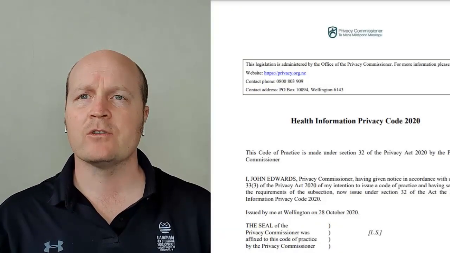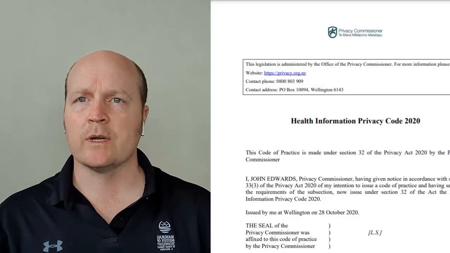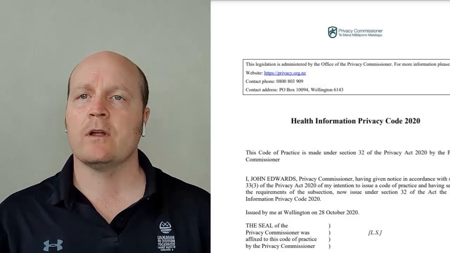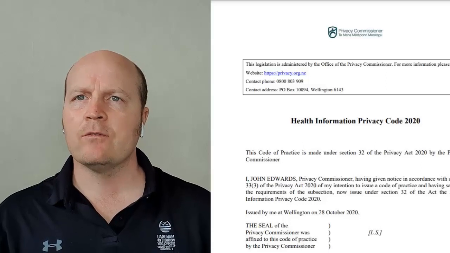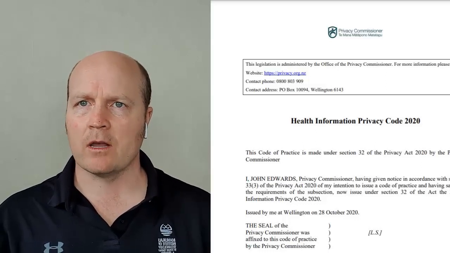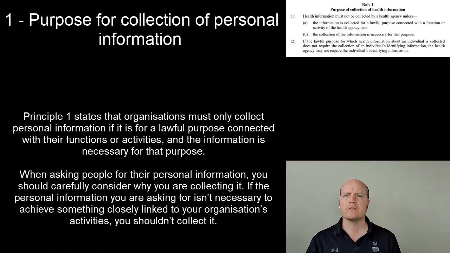The Health Information Privacy Code from 2020 outlines the rules we need to follow whenever we're collecting information regarding health from our clients. So the first rule, purpose for collection. We're only allowed to collect health information if you really need it. So the information we collect must be for a lawful purpose, collected with a function or activity of the health professional, and collection of the information must be necessary for that purpose.